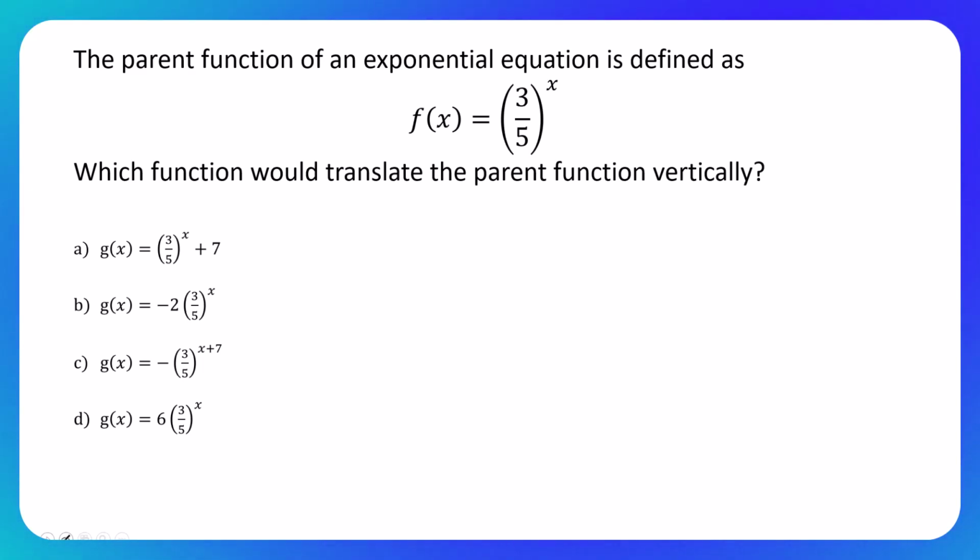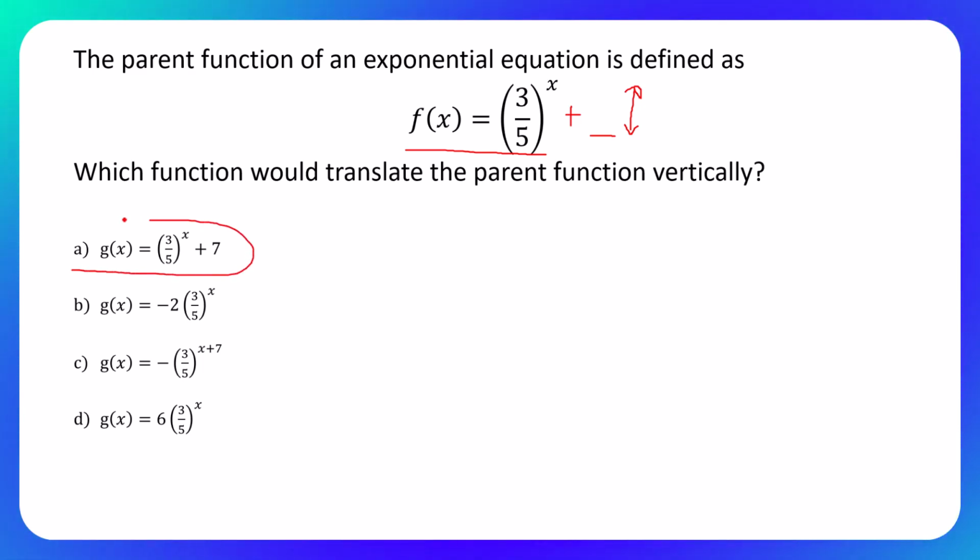Right, the parent function of an exponential equation is defined as f of x equals 3 over 5 to the x. Which function would translate the parent function vertically? So we're going to take that parent function. Vertically means it's going to be going up and down. If you remember your function rules, that number needs to be outside, away from the x, not attached to the x. Okay? And anything that we're adding or subtracting over here, adding goes up, subtracting goes down. Okay, so which one shows where we're adding something?